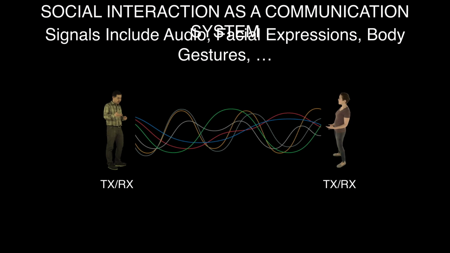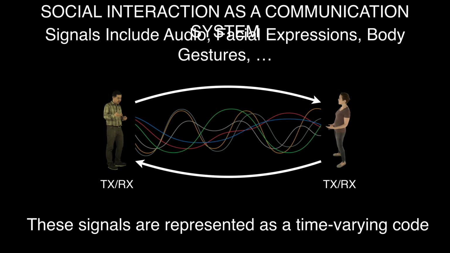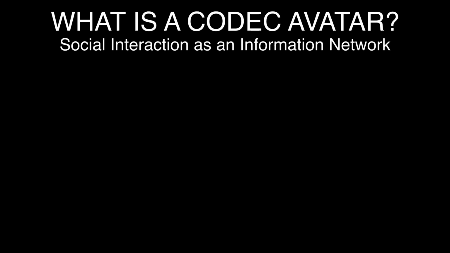To look at this properly, it's important to think about these interactions as a communication system. Think of the person who is trying to say something to someone else as a transmitter of information, and the person receiving it as a receiver. And we have a protocol in which we exchange this. And the core thing that underlies this interaction is that these signals in our representation are expressed as a time-varying code. And so what is this code, right?